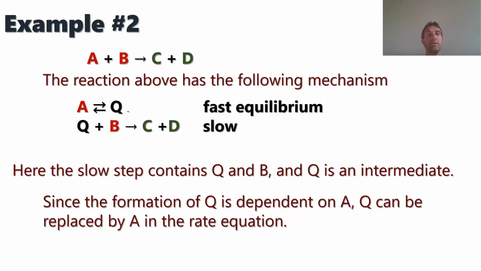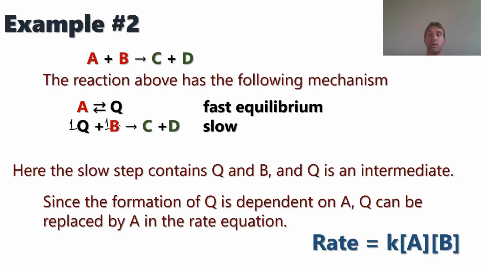A can be substituted for Q, and Q has a coefficient of 1. B also has a coefficient of 1. So the rate law should be written out as k times A to the first times B to the first.